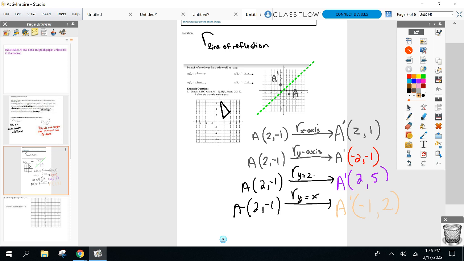Take triangle ABC for me. Reflect it in the y-axis. So graph it first. Go ahead and graph triangle ABC through the y-axis. And then, at the end, tell me what your new coordinates are, please. Graph and state your new coordinates.